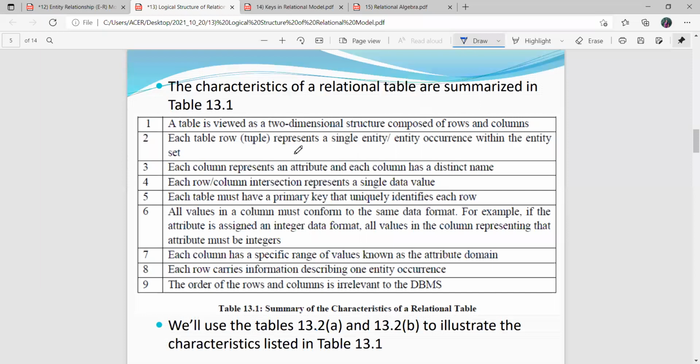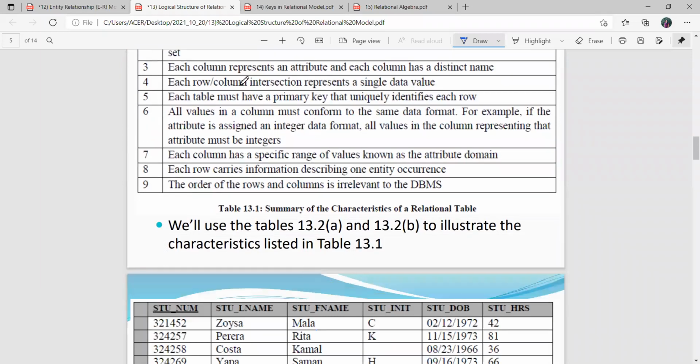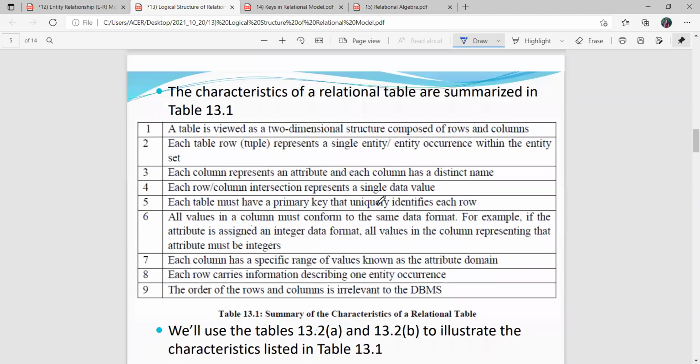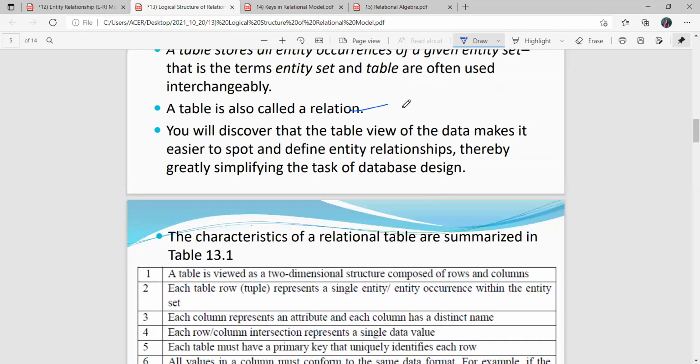Before this, this is a summarization of a table. When we consider a table, it consists of rows and columns. We use columns to denote the characteristics of an entity. So this is known as a column name, and this defines the characteristics. This defines the tuples or records, that means a set of values for the given attributes.